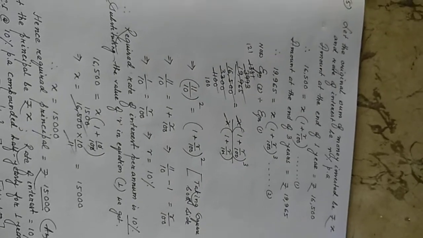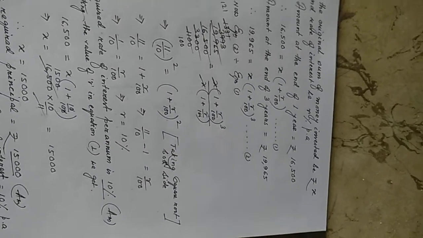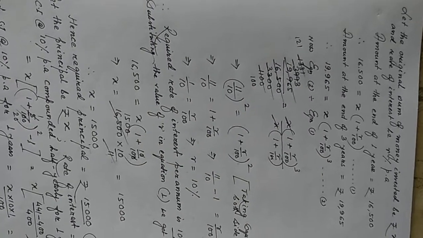And 3E, as I said, is a revisional exercise, a miscellaneous type exercise. All the types of sums which you did in exercises 3A, 3B, 3C and 3D are given here. So you will work it out yourself.